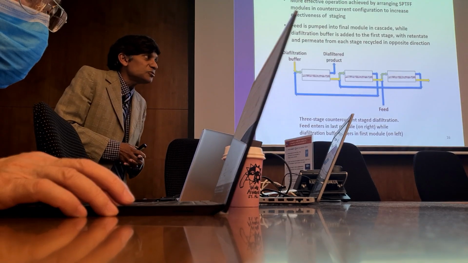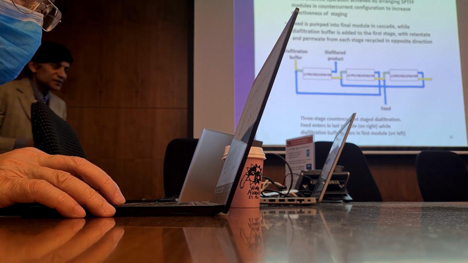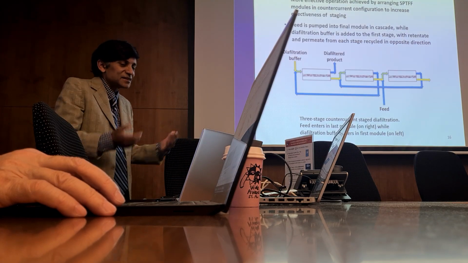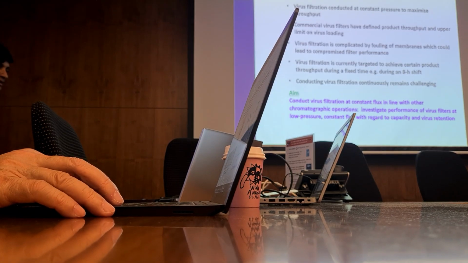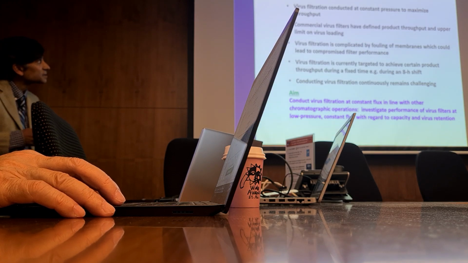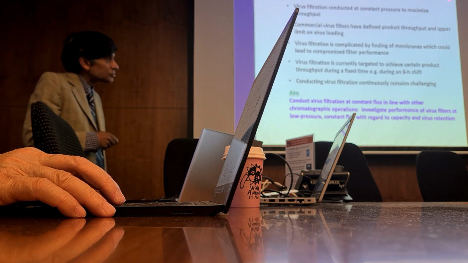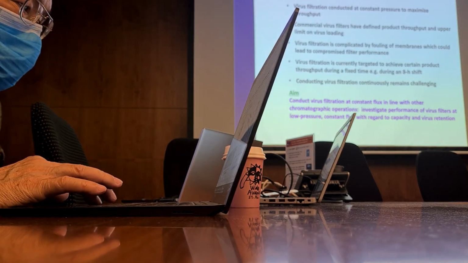But the question is, how do you make virus filtration continuous? So I told you about virus filtration. We're going to run the product through. We want a certain amount of virus clearance, and we want to validate that. This becomes a very difficult problem. There are many complications, and whether you can make it truly continuous is something that, if you like, we can discuss. But the important point is that virus filters today are run at constant pressure to maximize the flux, because you want to get it done in one shift.